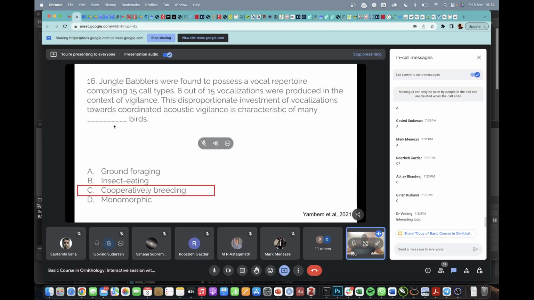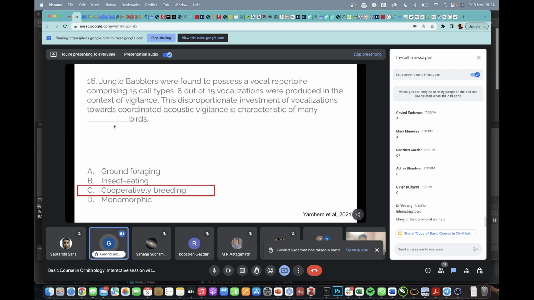Because jungle babblers are cooperative breeding, and this disproportionate investment of vocalizations towards vigilance is not just seen in this particular bird species. It's a very common phenomenon seen in meerkats, and I think there are more examples that they have talked about in the paper. You can look it up. It's Manjari Jain's paper. Yes, Govind.